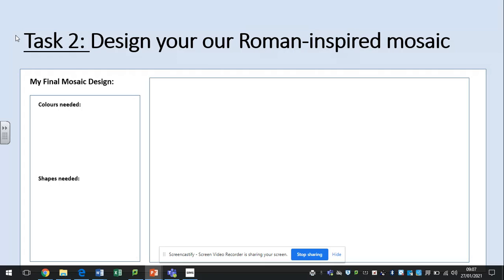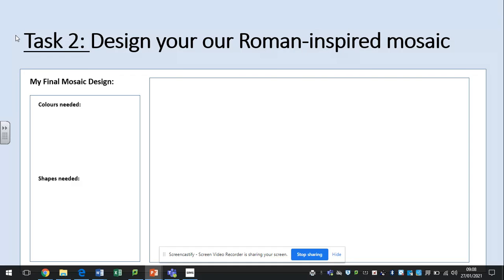And then on the other side here, okay, you've got your final mosaic design. So after you've explored what it is that you're going to be doing, and after you've got all your ideas down, pick one of those ideas and then draw a finished design for your mosaic into the large box on the right hand side. On the left, just write down what colours you need and what shapes you need, because you might not decide to use just squares. You might use triangles or whatever else it might be. But just have a think about what you're going to need in order to make your Roman-inspired mosaic.